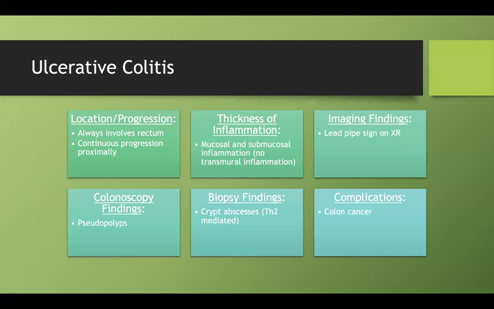There's a few complications you got to recognize with ulcerative colitis. The first being colon cancer. You can also get a condition called toxic megacolon. And what I like to refer to as a complication of UC is primary sclerosing cholangitis, which is a hepatobiliary condition.